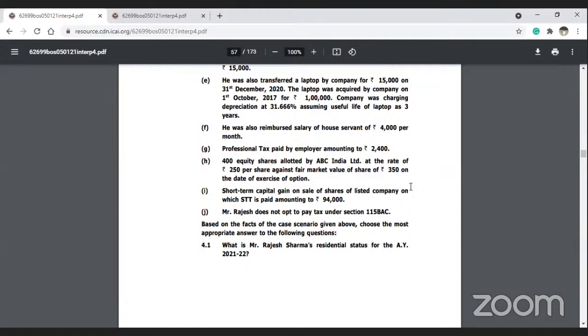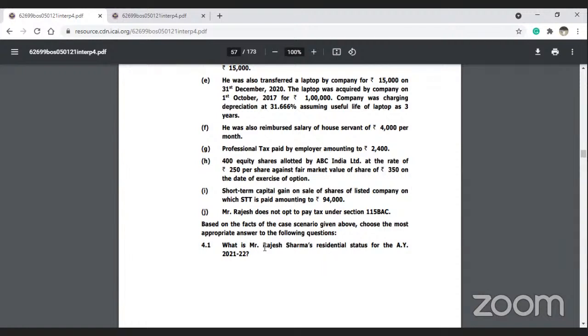He also reimbursed salary of house servant of 4,000 per month. Professional tax paid by employer amounting to 2,400. 400 equity shares allotted by ABC Limited at the rate of 250 per share against fair market value of share of rupees 350 on the date of exercise of the option. Short-term capital gain on the sale of shares of the listed company on which STT is paid amounting to 94,000. Mr. Rajesh does not opt for 115 BAC. Based on the facts, answer the following questions.